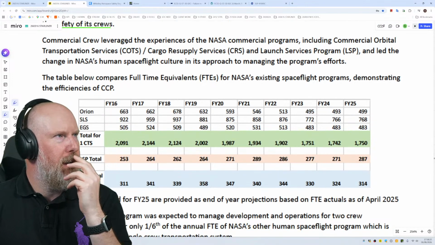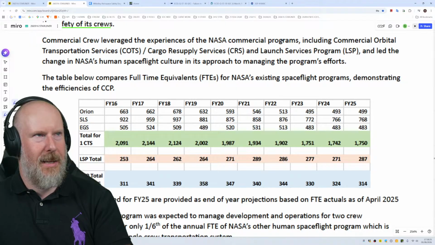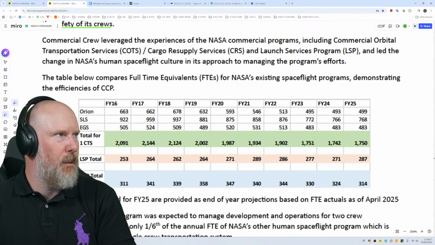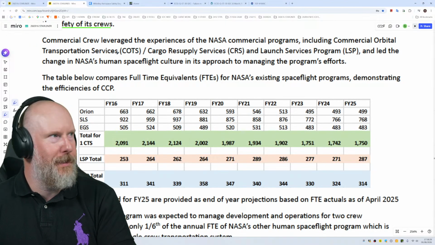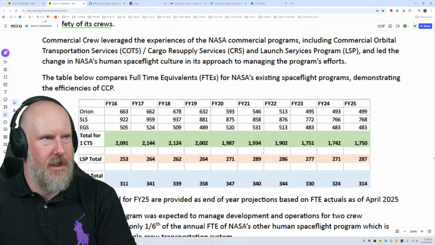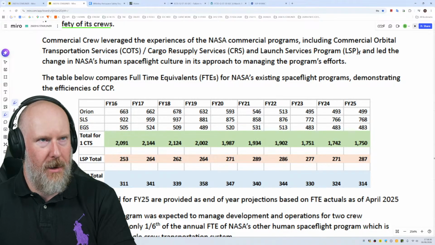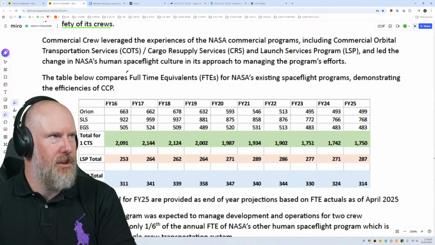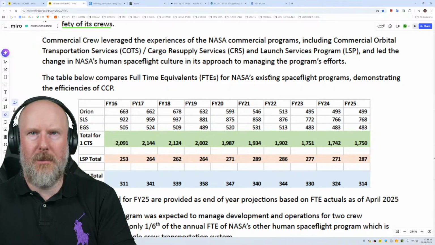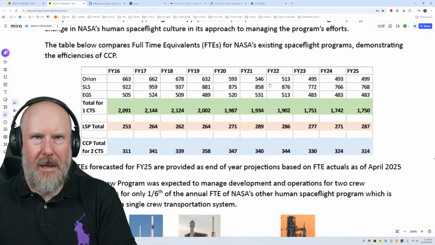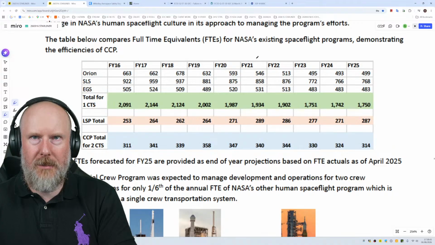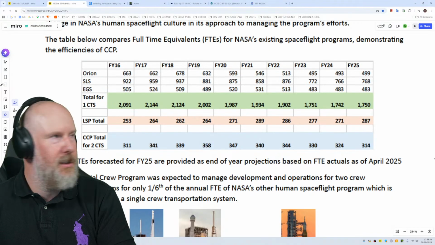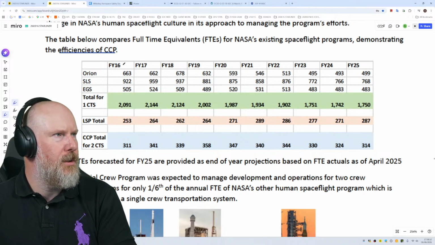Commercial crew leverages the experiences of the NASA commercial programs, including commercial orbital transportation services, cargo resupply services, and launch services program, and led the change in NASA's human spaceflight culture in its approach to managing the program's efforts. The table below captures full-time equivalents for NASA's existing spaceflight programs, demonstrating the efficiencies of the crew commercial program. So this is 2016.